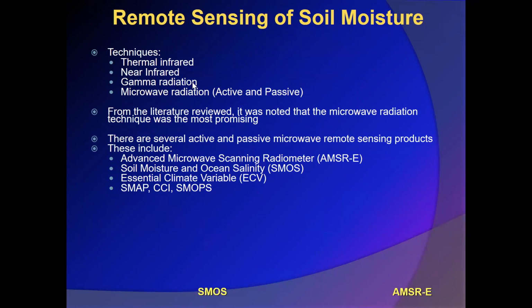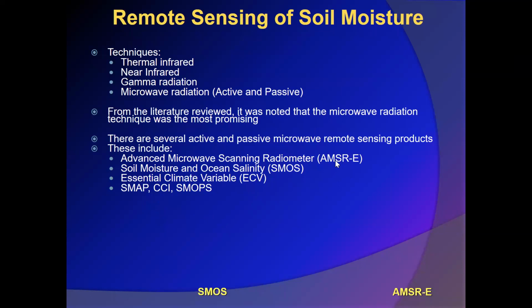Thermal infrared, gamma radiation, microwave radiation: very important active and passive sensors, very important aspects of sensors that are put onto our satellites in order to detect soil moisture. Several active and passive microwave sensing products are available, and I think these ones have seen the most advanced research. This is, for example, the AMSR-E product, which is the Advanced Microwave Scanning Radiometer.